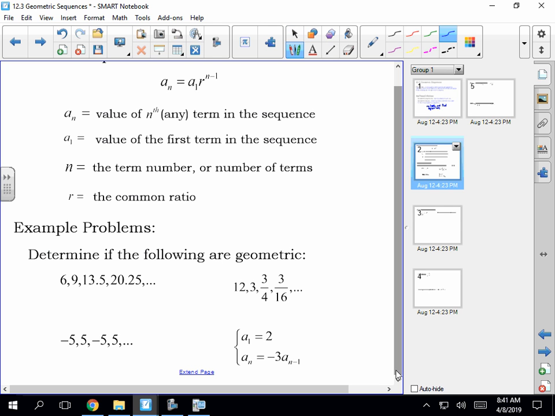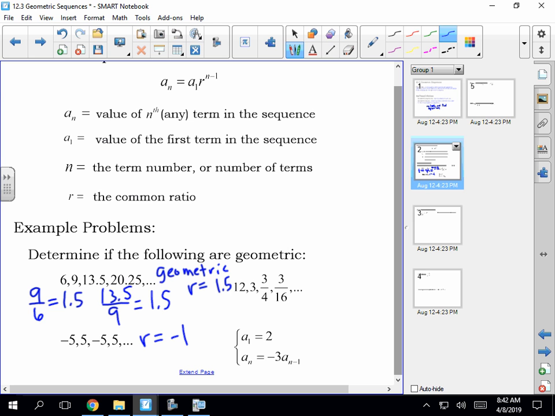You'd have to check pairs. 9 divided by 6 equals 1.5. And what's 13.5 divided by 9? 1.5. And then 20.25 divided by 13.5. Okay, so this one's geometric. It has an r equal to 1.5. And then you said the third one. So what's the r on this one? -1. Yeah, it's an interesting one.